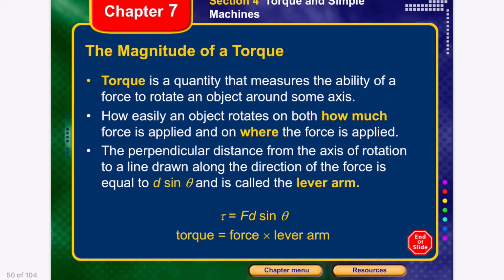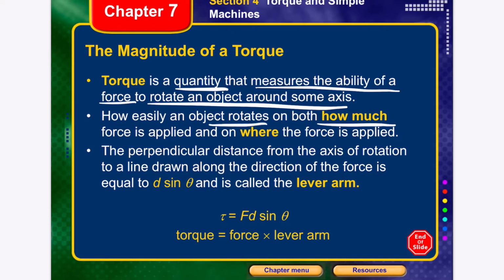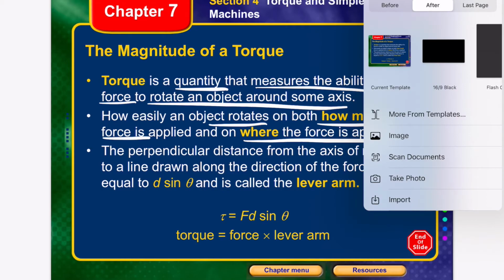So what is the magnitude of a torque? Torque here is the quantity that measures the ability of a force to rotate an object around some axis. How easily an object rotates depends on how much force is applied and on where the force is being applied. Now, let's take an example here. Let's say we have an object right here that is trying to rotate.